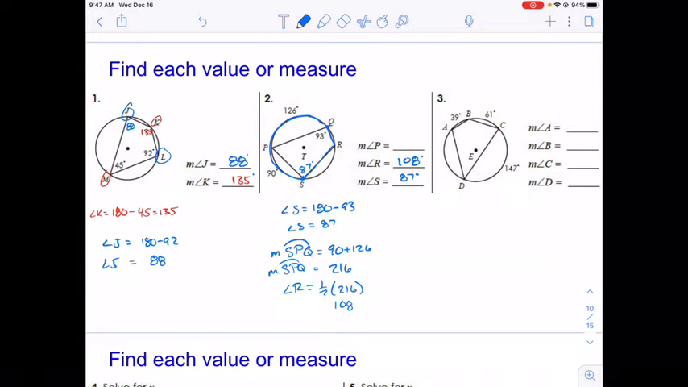Now to find P, if this is 108, these 2 have to be supplementary. So we can just find angle P. We're going to do 180 minus 108, which is going to give us 72. So this is going to be 72 degrees.